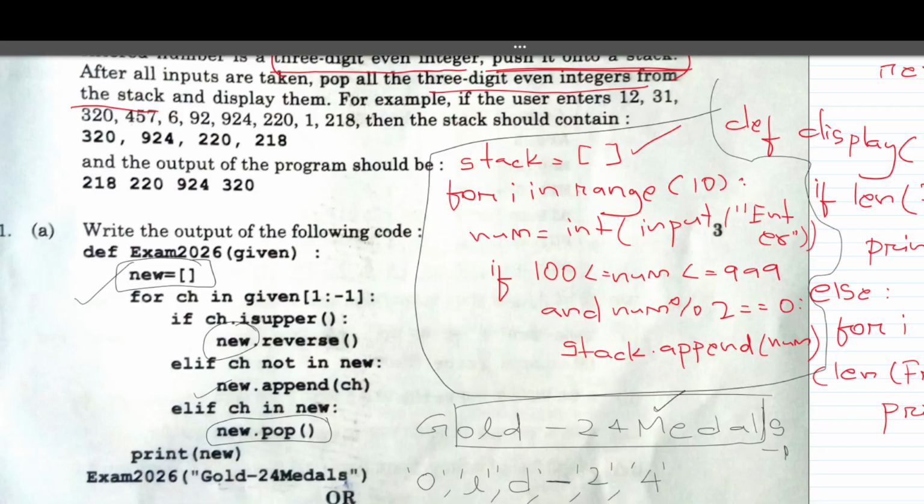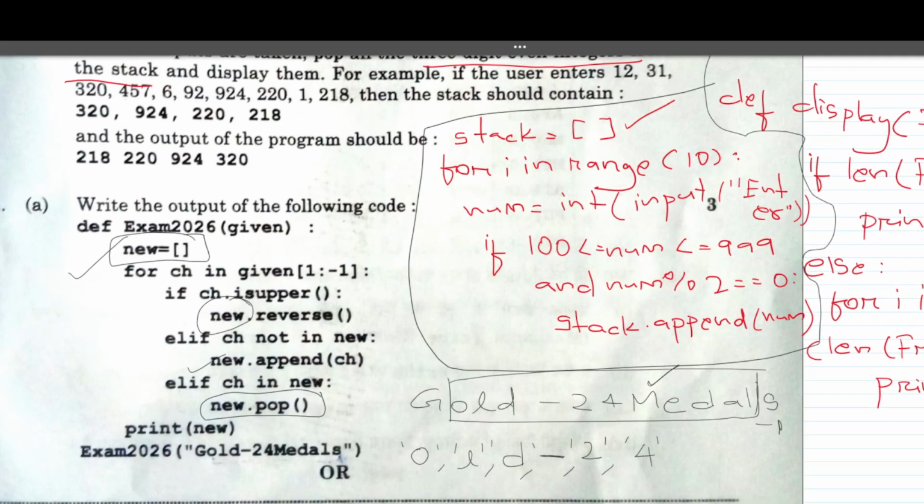Now again I am having E. So what will happen? Is E in uppercase? No. Is E already present in the list? No. So E will also be appended like this. Okay. Then after that I am having D. So here it says D is in uppercase.